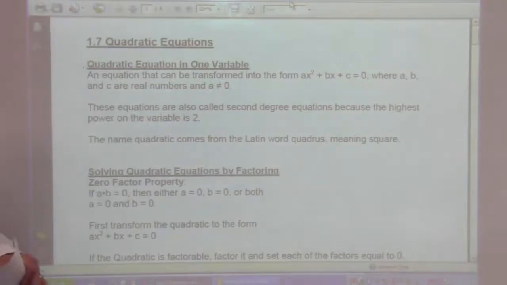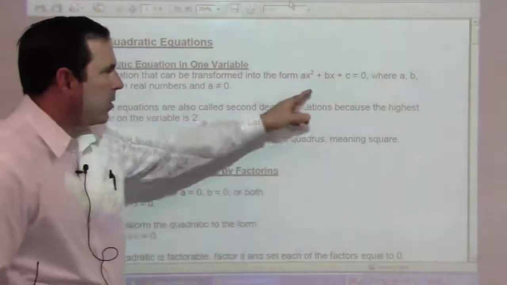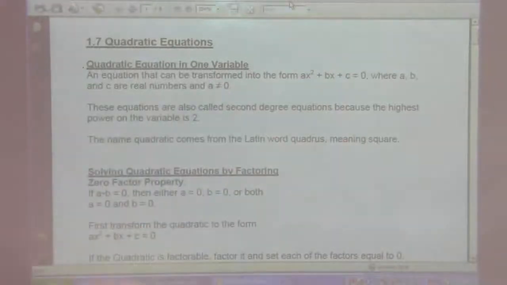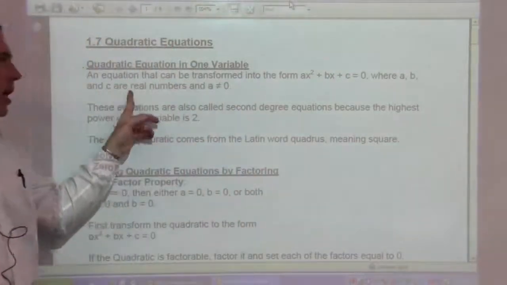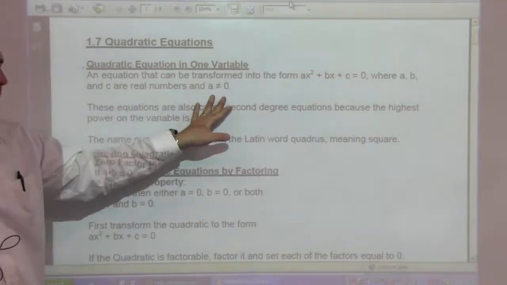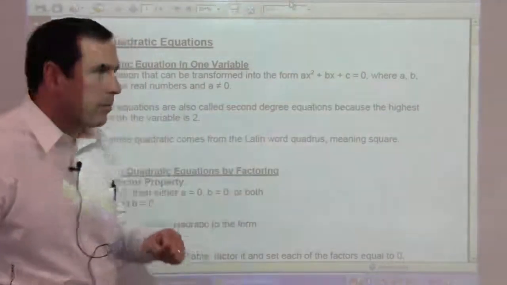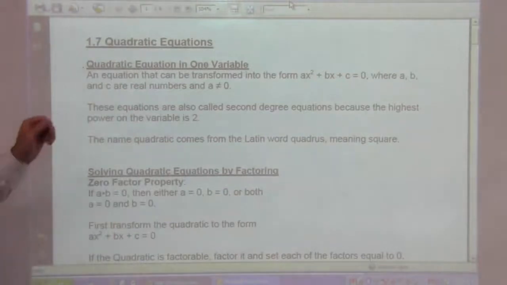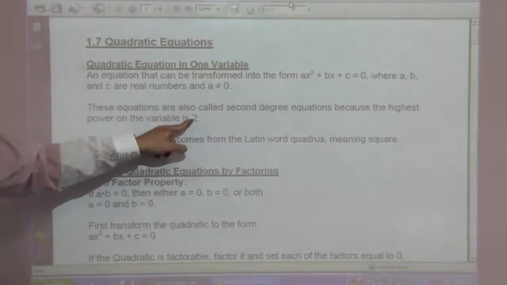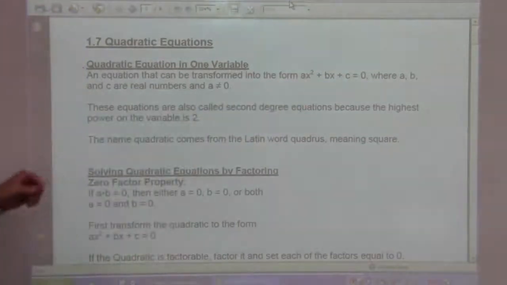A quadratic equation in one variable is an equation that can be transformed into the form ax squared plus bx plus c equals 0, where a, b, and c are constants, they're real numbers, and a is not 0. If a was 0, it wouldn't have a squared term, you'd have a linear equation. These equations are also called second degree equations because the highest power on the variable is 2. The name quadratic comes from the Latin word quadrus, meaning square.